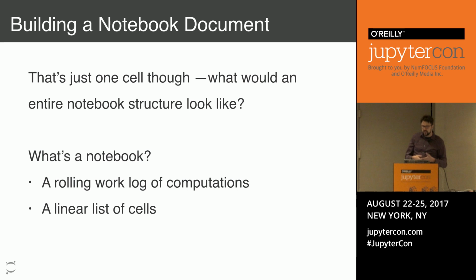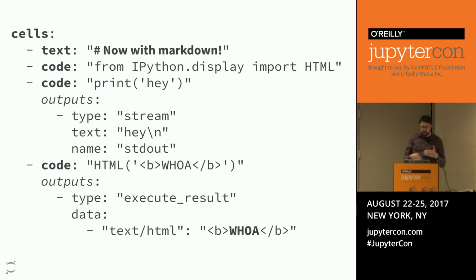So what would an entire notebook structure look like? And what is the notebook? Right? The notebook is this rolling work log of computations. We're going through it. We have this linear list of cells. And we, as humans, get to work with it non-linearly, but the way that it forms on the page is just this list of cells. Right? And so if we put together a whole bunch of cells, we can have these text fields for the Markdown, the code, and the outputs, and everything else. This is the entire notebook.